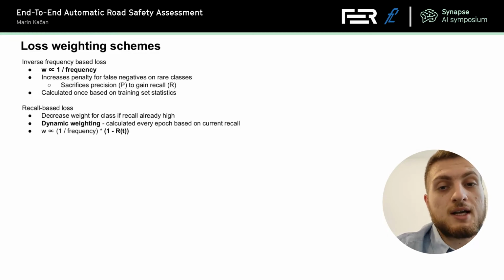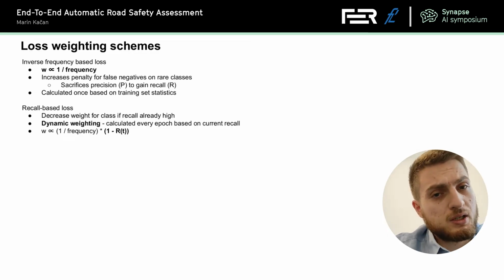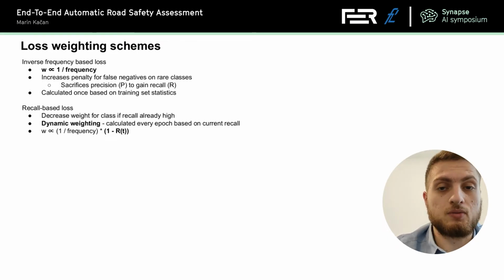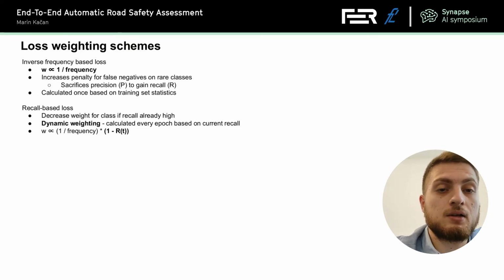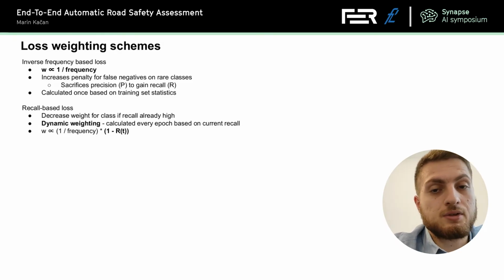If a certain rare class gets a high recall during training, it would be a good idea to decrease the weight on that class going forward, as otherwise we would be wasting precision. So an improved weighting scheme is to dynamically recalculate class weights after each epoch and decrease weights for classes that have higher current recall.